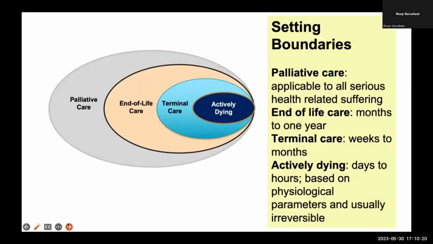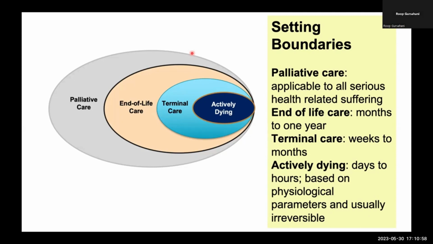I just don't want to be there when it happens. And for us in palliative care, it is important to set boundaries. The first, the widest, is that of palliative care, which is applicable to all serious health-related suffering. Then the next is end-of-life care.